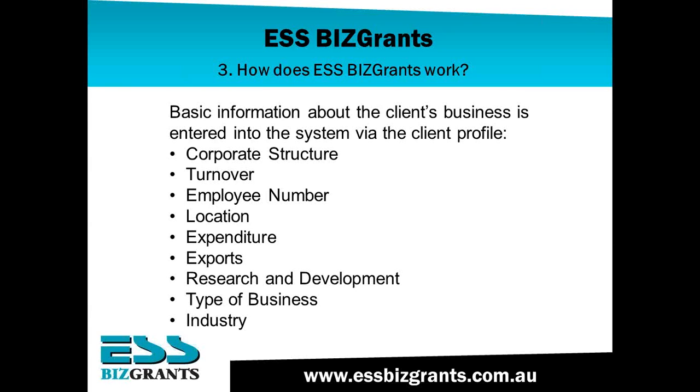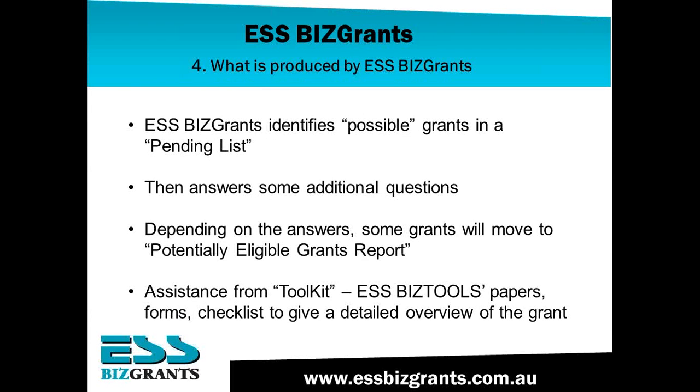Type of business and industry are based on the Australian and New Zealand industrial classifications. It's very important that these two items are identified accurately, because that then conveys to us the type of grants that might be available. So the system will produce initially a possible grants list, which is called a pending list.